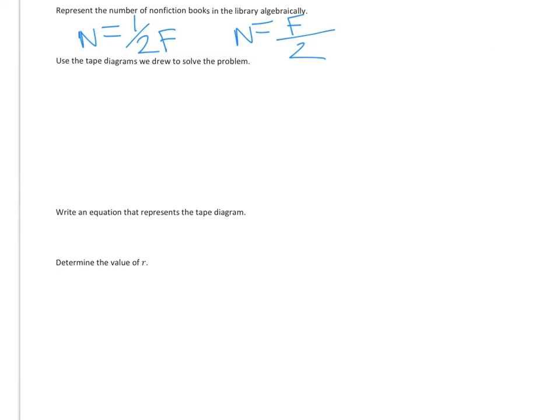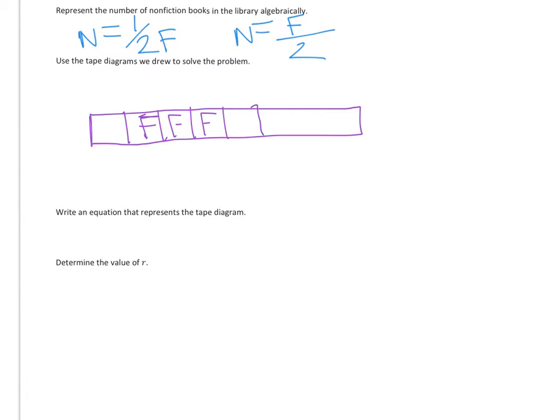So here's our whole tape diagram again. We've got our fictions, 4 of them. We've got our nonfictions, our resource. So let's think about our tape diagram for an equation. So how many chunks do we have? Well, we have 1, 2, 3, 4, 5, 6, 7 chunks.